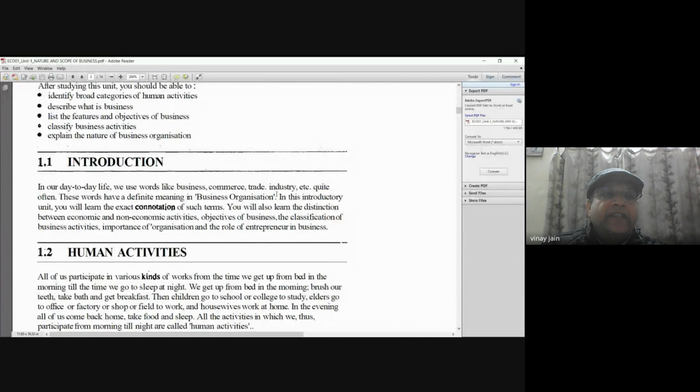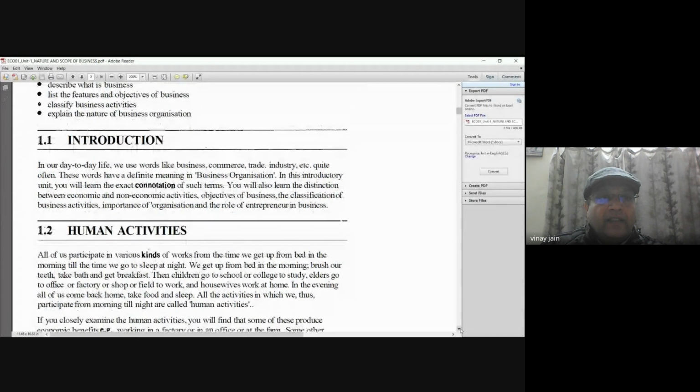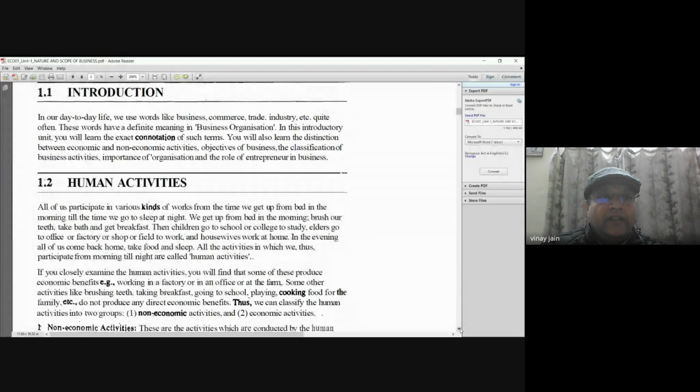So, guys, after studying this unit, you should be able to identify broad categories of human activities, describe what business is, list the features and objectives of business, classify business activities, and explain the nature of business organization. So, the introduction is given over here.